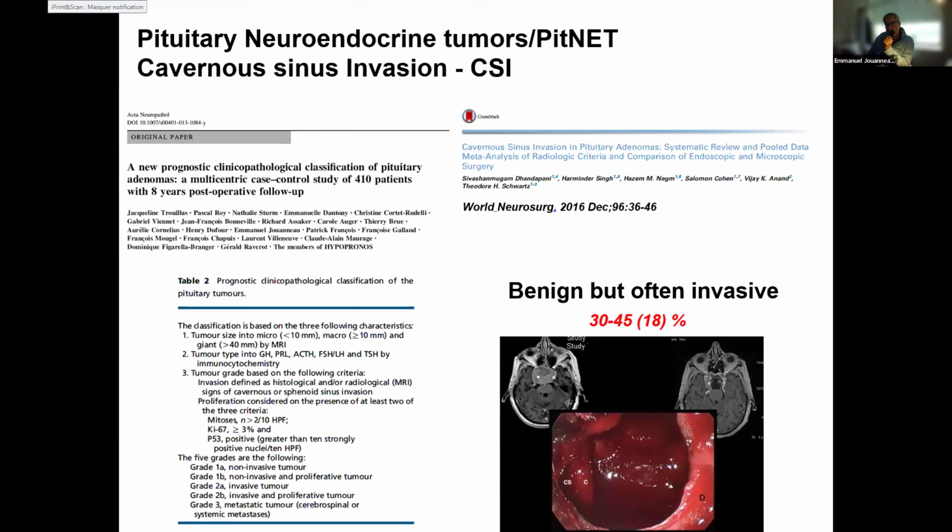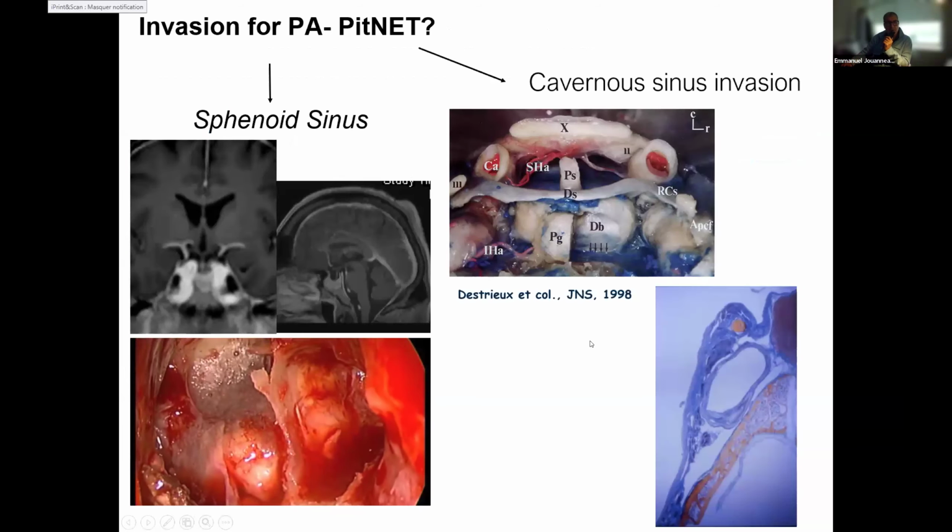One third of the tumors invade either the sphenoid sinus or the cavernous sinus. That's like in this case. So we have to deal with benign tumors which are invasive, and the surgical treatment has to cure the patients, and sometimes it's very difficult.